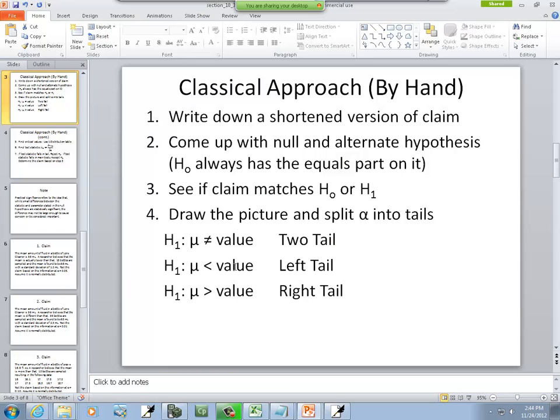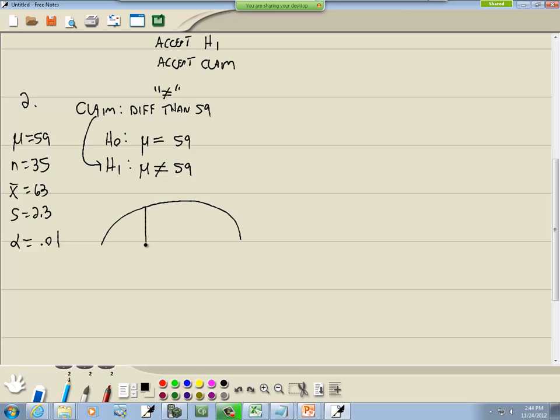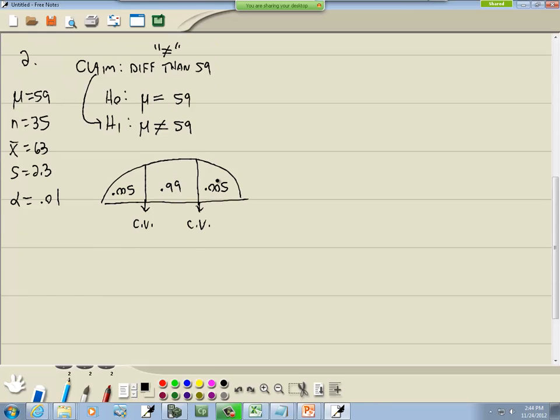Not equal to in H1 for a picture. Not equal to in H1 means two tails. So we'll have a critical value here. We'll have a critical value here. We want to split our alpha into the tails. We got 1%. You can take the 0.01 divided by 2 and you'd get 0.005. Now if 1% is in the tails, that means 99% is in the main body. Sometimes you need that, sometimes you don't. I just get in the habit of always putting it there just to cover.